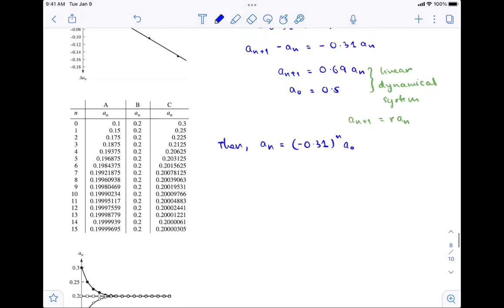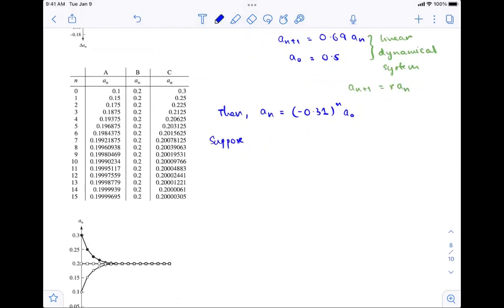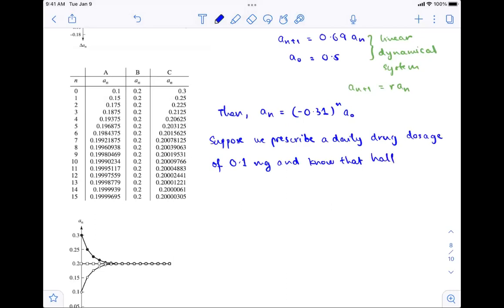Okay, so now another method that we want to apply to this example is that suppose we prescribe a daily drug dosage of 0.1 milligrams and know that half of the drug remains in the system at the end of each dosage period.